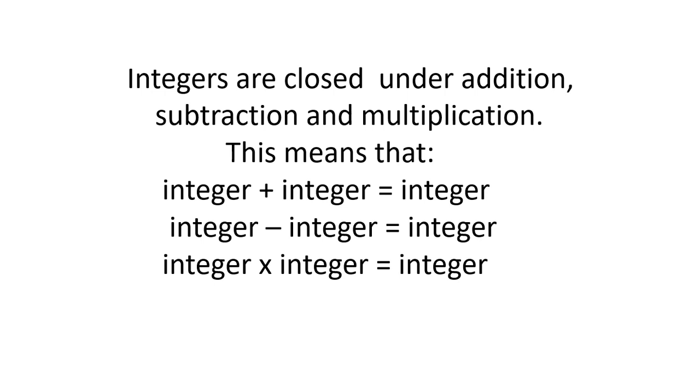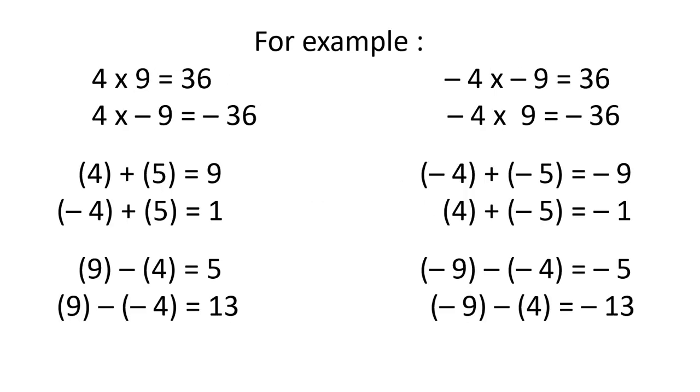Let us see examples. 4 into 9 is equal to 36, integer. 4 into minus 9 is equal to minus 36, again an integer. Then on the right hand side, minus 4 into minus 9 again is equal to 36, an integer. Minus 4 into 9 is equal to minus 36. Minus 36 is an integer. 4 plus 5 is equal to 9, integer. Minus 4 plus within bracket minus 5 is equal to minus 9, again an integer. Minus 4 plus 5 is equal to 1, integer. 4 plus minus 5 is equal to minus 1, again an integer.